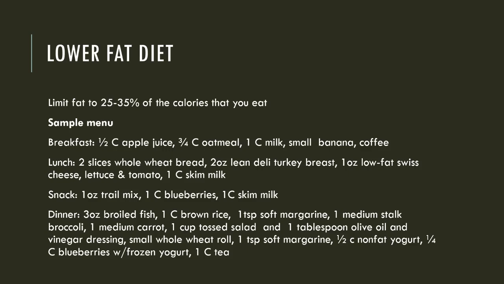A typical snack or a lower fat snack would be, say, 1 ounce of trail mix with a cup of blueberries. With that, a dinner could be 3 ounces of a broiled fish, a whole cup full of brown rice with a little bit of soft margarine on it. You could have broccoli and carrots with that, as well as a tossed salad with salad dressing. So there's lots of food that you can have. Just you want to be strategic and make sure that you're choosing some of the lower fat food items.